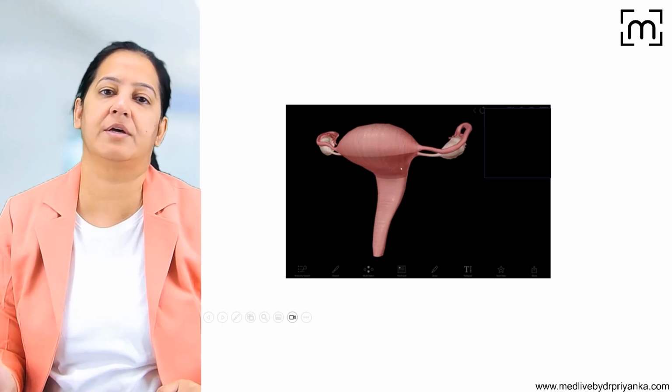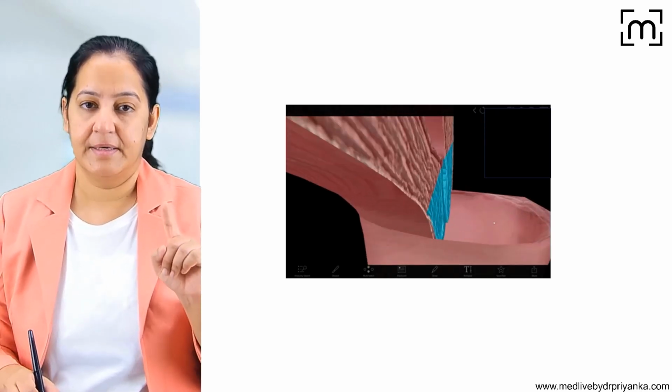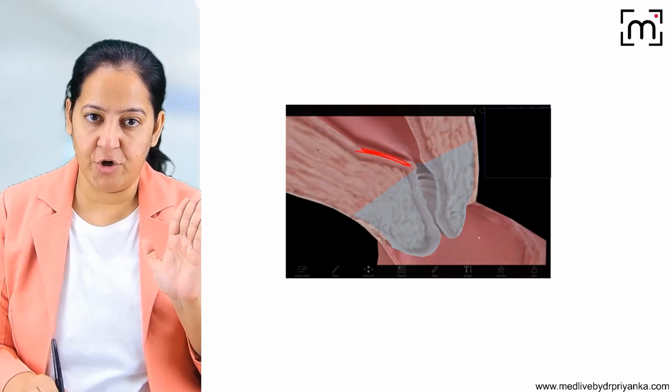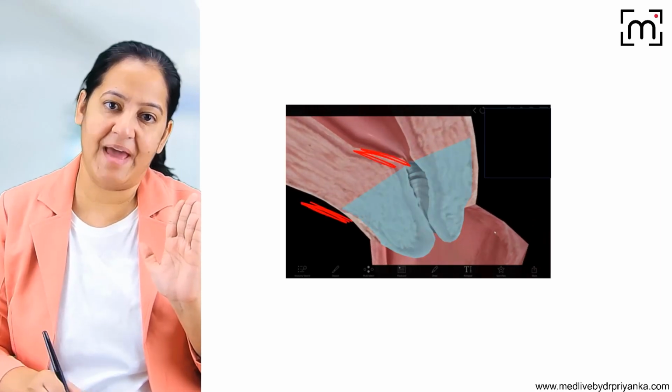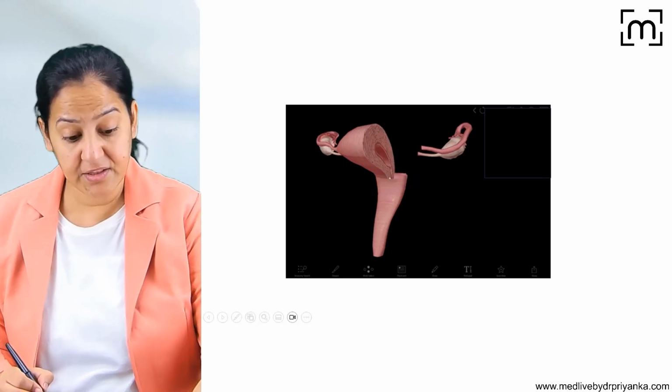You can appreciate the three layers here also. Can you see the three layers here? Please appreciate the three layers. So in the uterus, this is endometrium, you can see, this is perimetrium and this is myometrium. The thickest one is the myometrium. See it again. See the thickness of the myometrium.